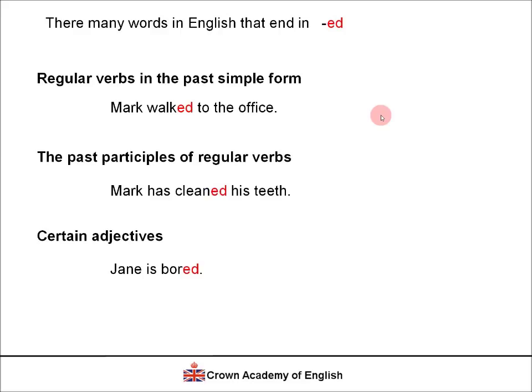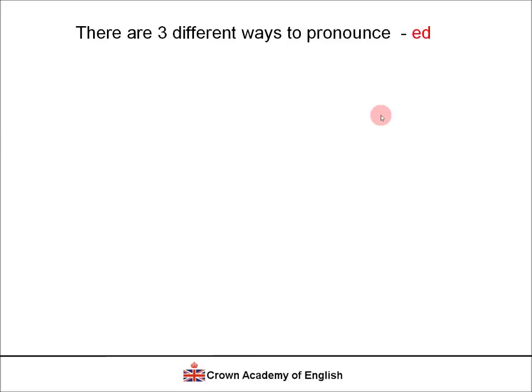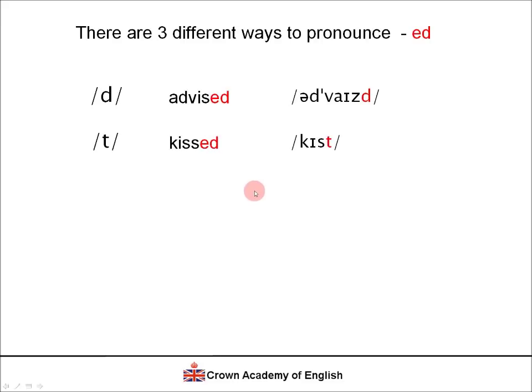how to pronounce it. In fact, there are three different ways to pronounce the ending ED, and that is why this lesson is so important. The first one is the sound d. Advised, advised. The second way is the t sound. Kissed, kissed.